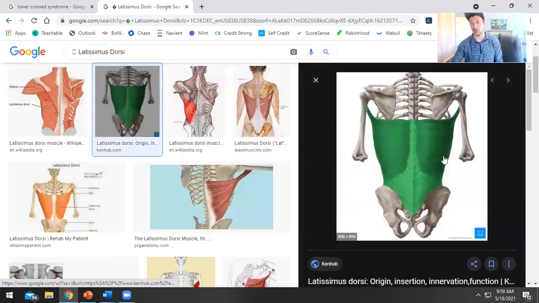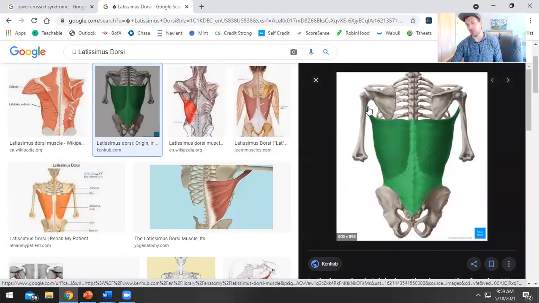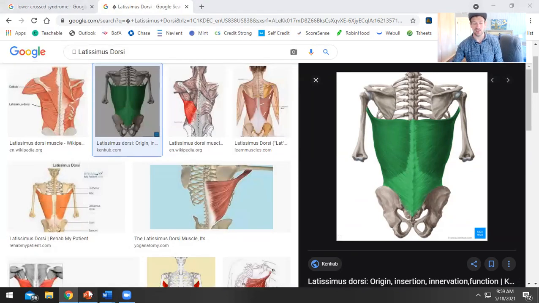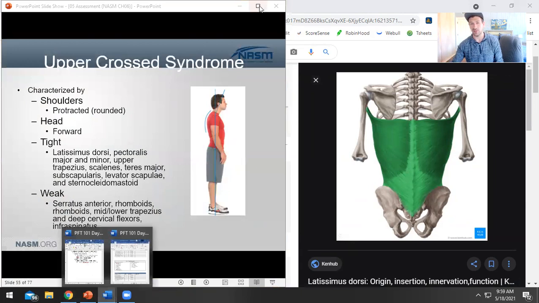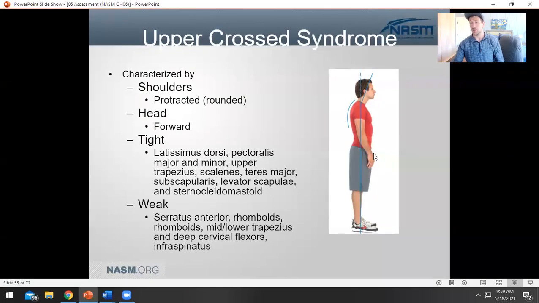You can see your lat tucks under the armpit and then ties to the front of the bone. When it pulls like this, it pulls the bone around, internally rotating. That is going to cause the rounded shoulders. You can actually even see it in this picture here. See how his thumbs are facing inward like this? If he had an externally rotated shoulder, his thumbs would be facing like this. That's the rounded shoulders we're seeing. So the lats are definitely contributing to that.